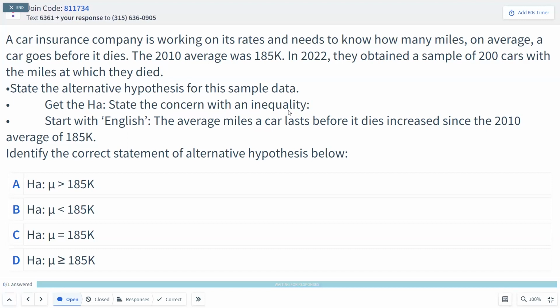State the alternative. State the concern with an inequality. Start with English. The average miles a car lasts before it dies increased since the 2010 average of 185,000. Identify the correct statement of this alternative hypothesis below. So you want to start with what the concern is, right? Because they're concerned if on average cars are lasting longer because they're providing insurance. So we state it in plain English and then convert this plain English to math. So what you're doing is converting this English to math in this question.